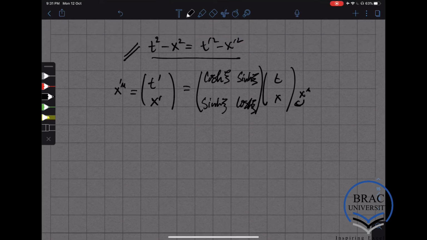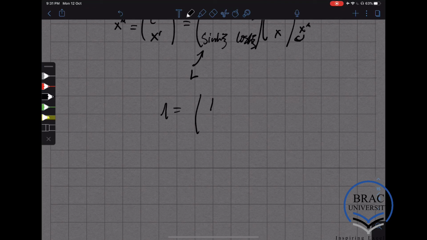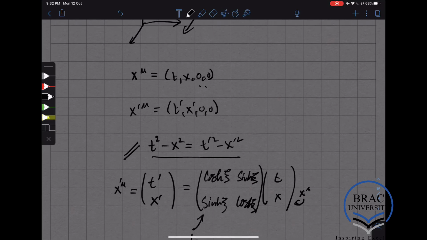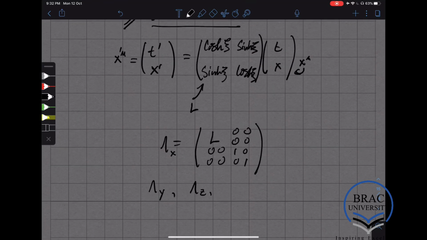Let's call this matrix L. Then the Lorentz transformation matrix is going to be L, and then 0, 0, 0, 0, 0, 0, 1, 0, 0, 1. This will be our Lorentz transformation matrix, and this will be the boost along the x direction. Similarly, you can figure out the Lorentz transformation matrices for the boost along the y direction and the z direction. Maybe we should use a bit different notation from here. Let's call this, say, lambda tilde.